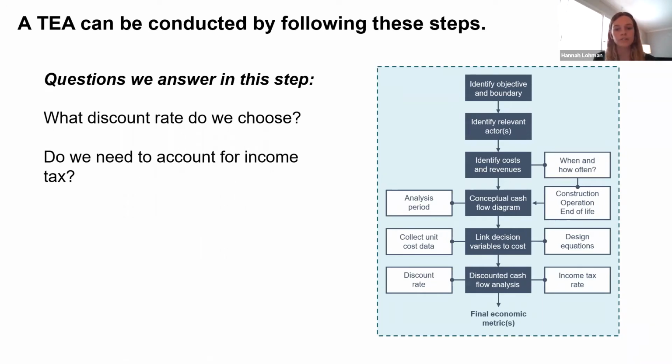And then we want to do our economic analysis. And so a lot of the times we do discounted cash flow analysis. And so in this step, we want to think about what is an appropriate discount rate to choose. And so we'll define discount rate later in the presentation. If we're having profits by selling items, what will the income tax be? Do we need to include income tax?